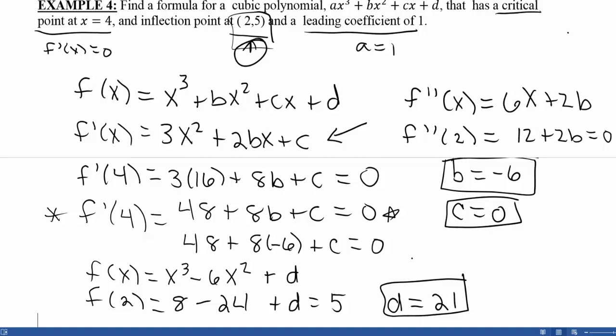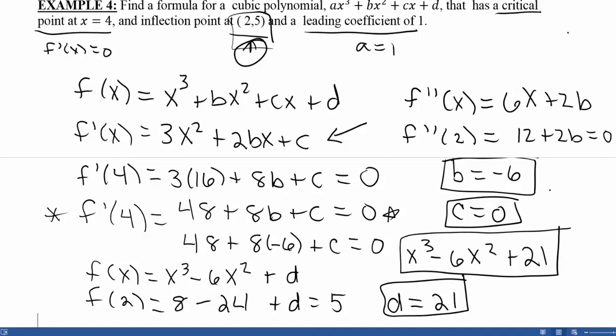So now I have my A, my B, my C, and my D. So I'm able to write my final answer here, which is x cubed minus 6x squared plus 21. So this is the cubic equation that satisfies that we have a critical point at 4 and an inflection point at (2, 5) with a leading coefficient of 1. So we're able to use what we knew about the first and second derivative to match up our information and solve for our unknowns. Let's look at another.